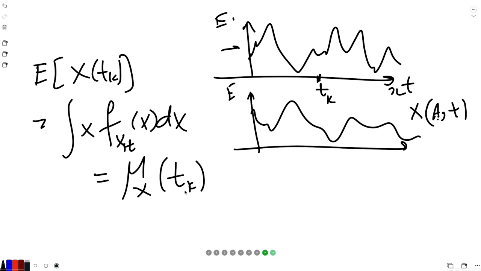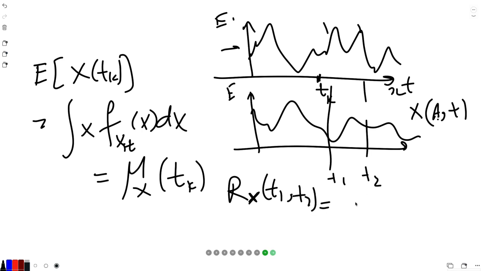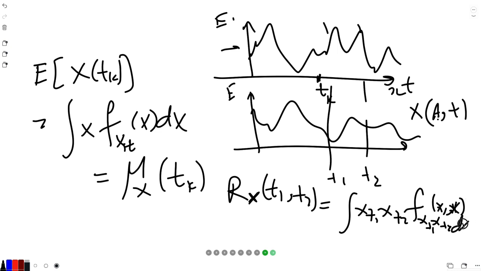Now we should also define a new thing which is called the correlation. The correlation of the random variable x is defined as the correlation of this random variable between two different times, for example t1 and t2. Rx(t1, t2) is defined as the integration of x at t1 times x at t2 times the joint distribution of x at t1 and x at t2, dx at t1 and dx at t2. This is called the correlation in general between t1 and t2.